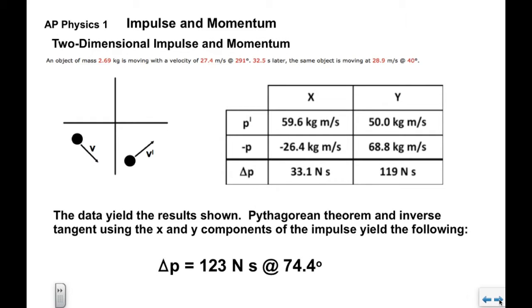Now, in terms of making calculations, you can verify these on your calculator. Make sure you're in degrees mode. When we get to the x and y components of the impulse, notice that they're both positive. The Pythagorean theorem yields 123 newton seconds for the impulse, and inverse tangent will yield 74.4 degrees for the mathematical direction.